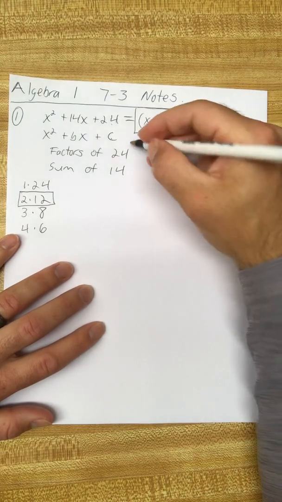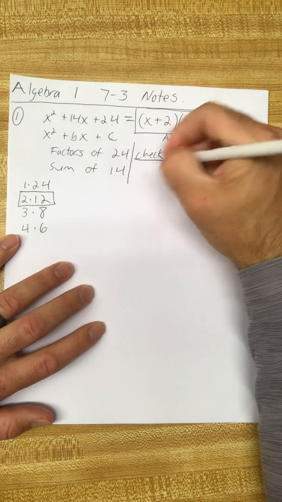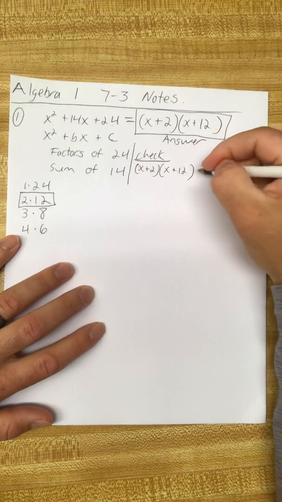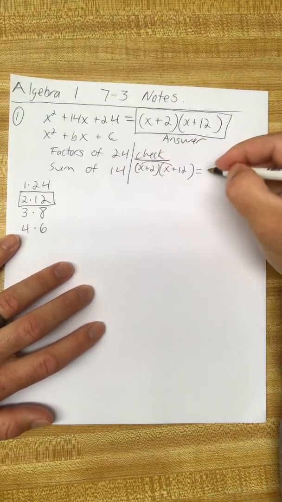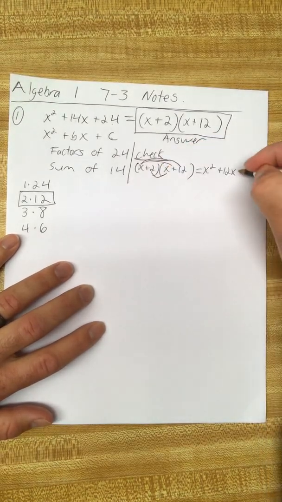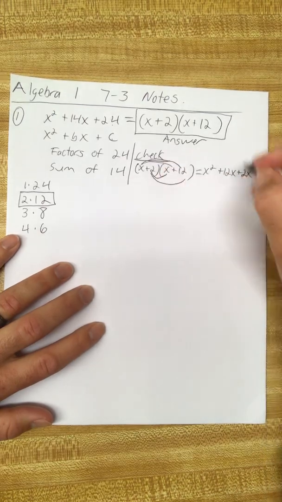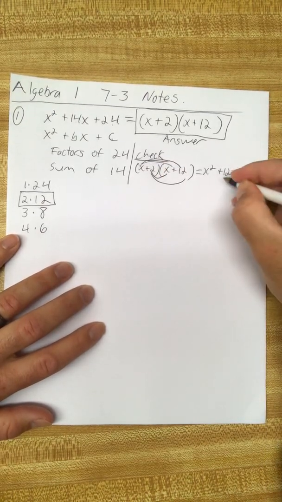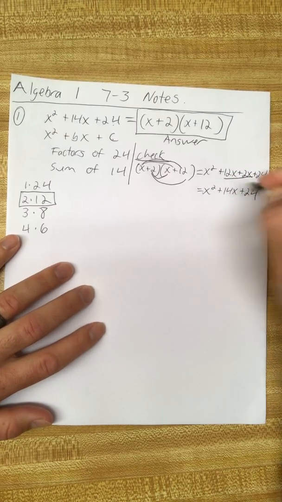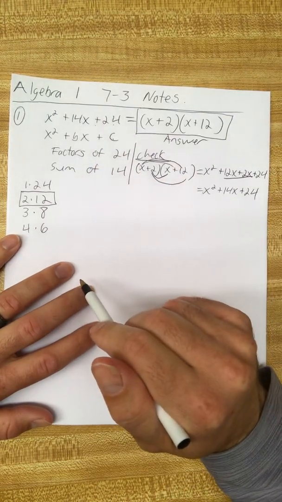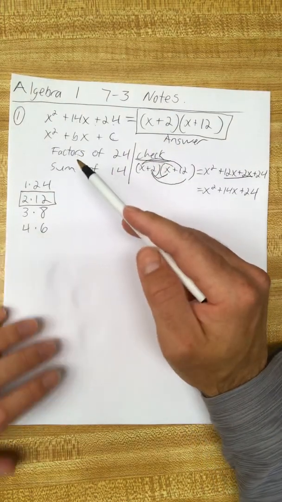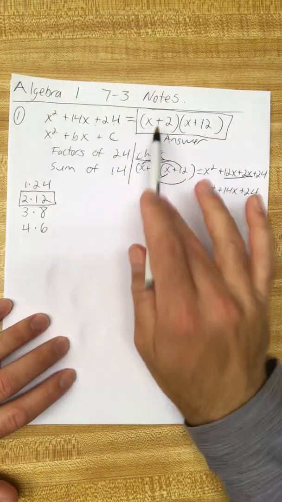If you wanted to go check this, you don't have to, but it definitely makes life easier. You do x plus 2 times x plus 12. This is what we did last chapter. X times x is x squared. X times 12 is 12x. 2 times x is 2x, and then 2 times 12 is 24. You add those together, and you get your x squared plus 14x plus 24. Right back to where we started. So we're not solving anything here. We're just rewriting it. They're just different forms of the exact same expression. They just look different.